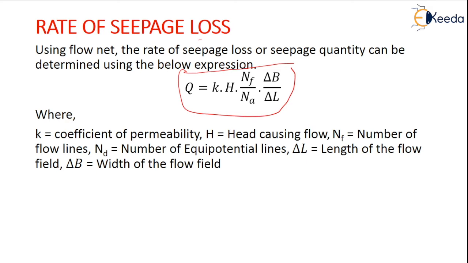What do you mean by K? Nothing but the coefficient of permeability. What is H? The head causing the flow. NF is the number of flow lines. ND is the number of equipotential lines. What is ΔL? Length of the flow field. ΔB is nothing but the width of the flow field.